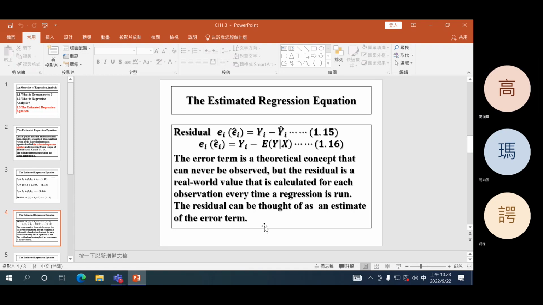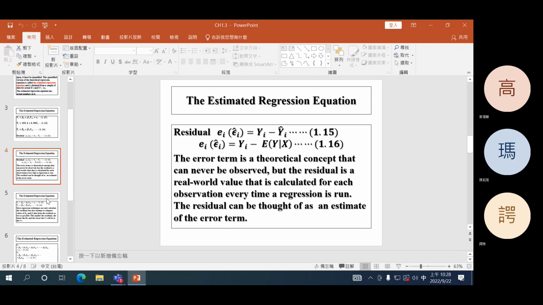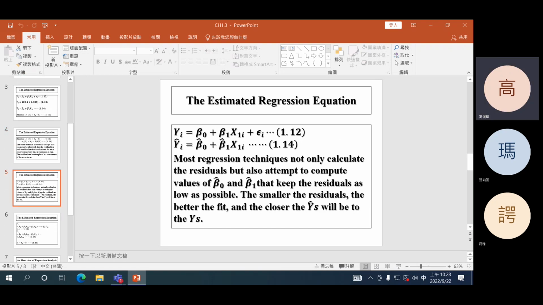Without this basic concept, I think you have to know this concept in order to understand regression analysis. And what I'm saying here is all in the textbook. That's why I'm saying that reading the textbook carefully is important, because this is an introduction textbook. It's not very difficult to read.